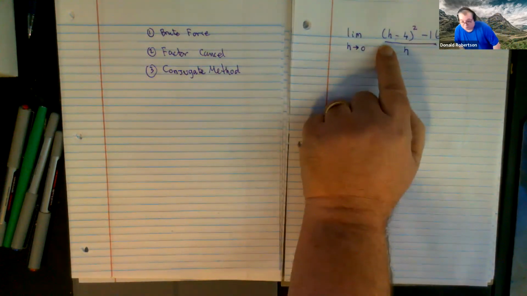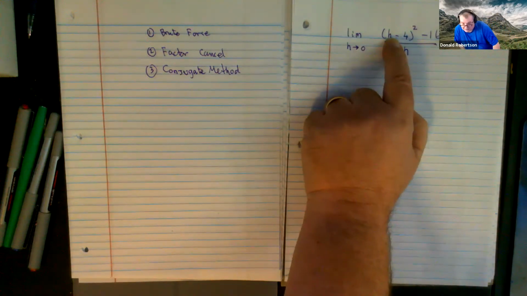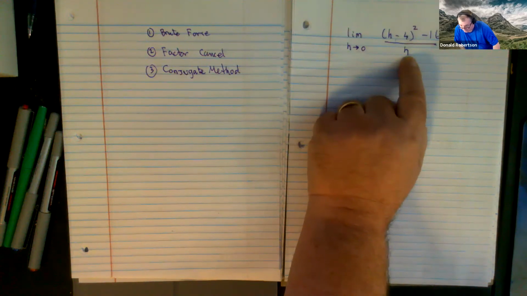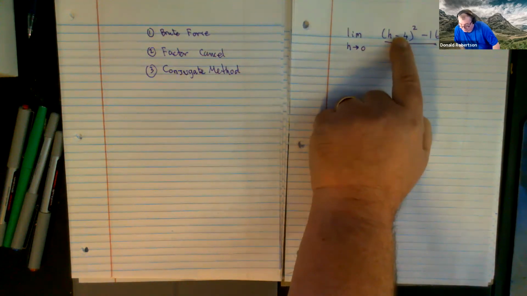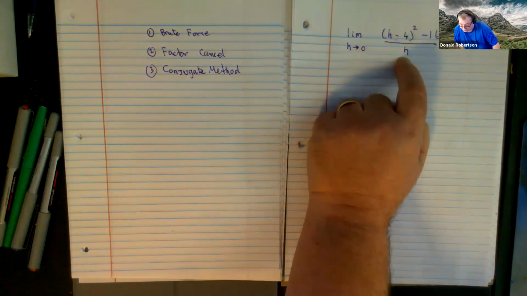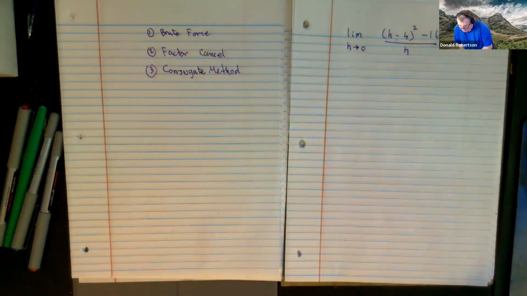Now, if I tried brute force, wouldn't I just put h equals 0 and see what we get? Can you trust me that when you put h equals 0 into this expression, you end up with 0 over 0, right? 0 on the top, 0 on the bottom. And we call that indeterminate form. It really means bad news, ain't going to work.